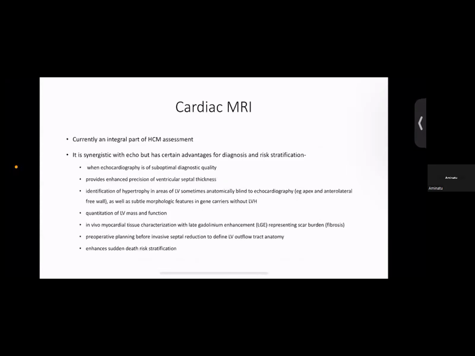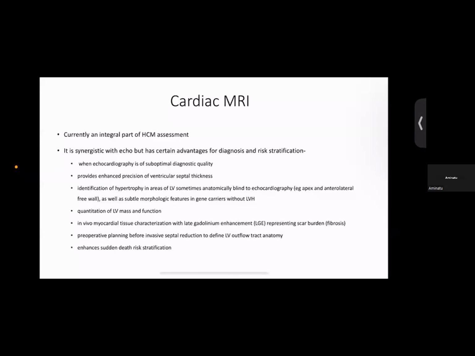Cardiac MRI. Currently, it is an integral part of HCM assessment. It is synergistic with echo, but it has its own advantages for diagnosis and risk stratification, even though it's an addition to echo. Advantages include a situation where the echo is suboptimal in diagnostic quality. Then it provides enhanced precision of ventricular septal thickness.